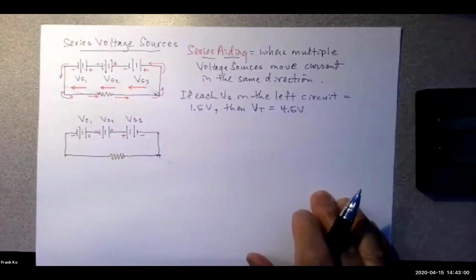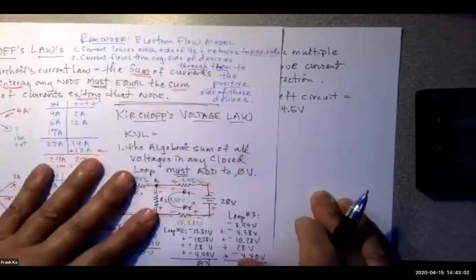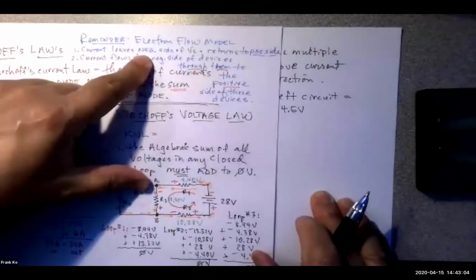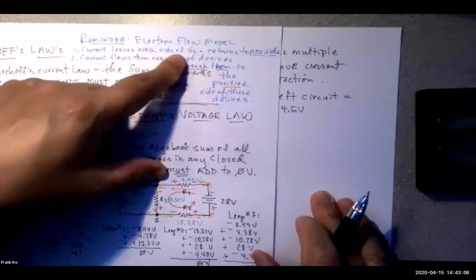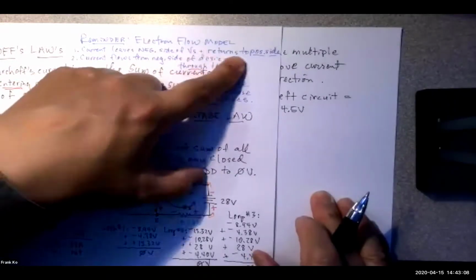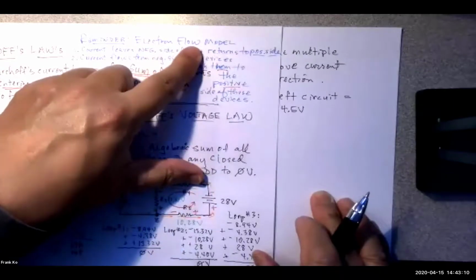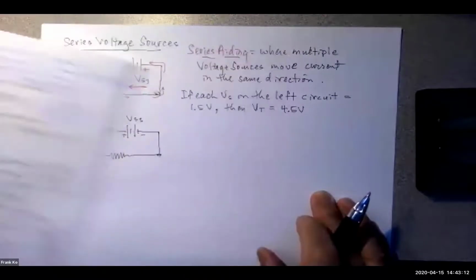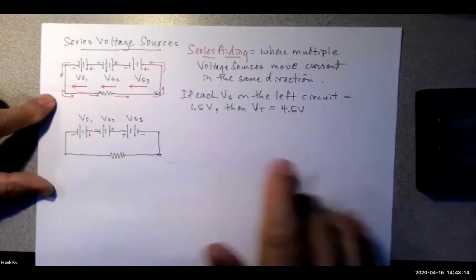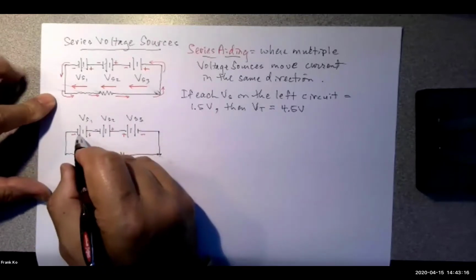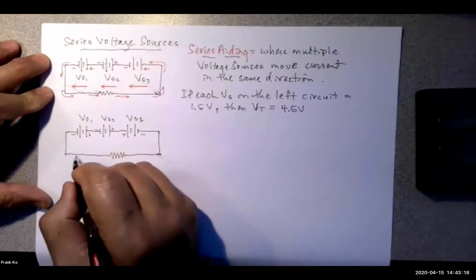All right. Based on our definition from before, where we said current leaves what side of the source? The negative side of the source and returns to the positive side. That's the electron flow model. Based on that definition, which way does VS1 move electricity, to the left or to the right?